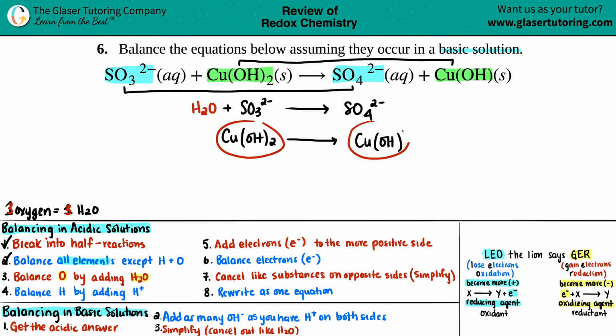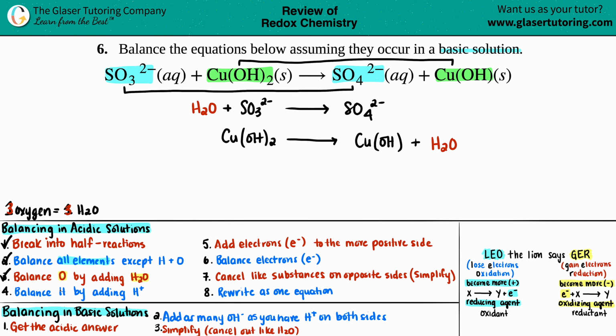Now let's come down to the bottom here. I have 2 oxygens and then I only have 1. So it seems like I need to add 1 on my product side. So I'll say plus, and then 1 H2O. Beautiful. Step 3 is already done. We're almost halfway through the acidic answer.